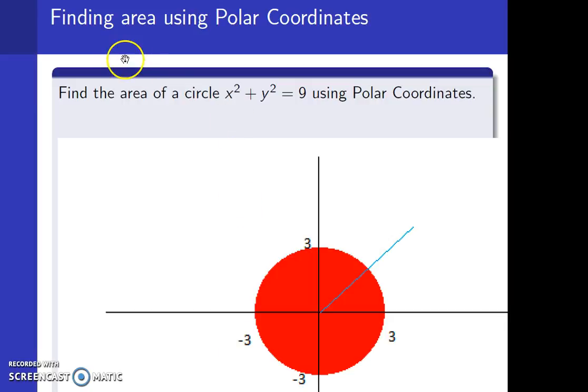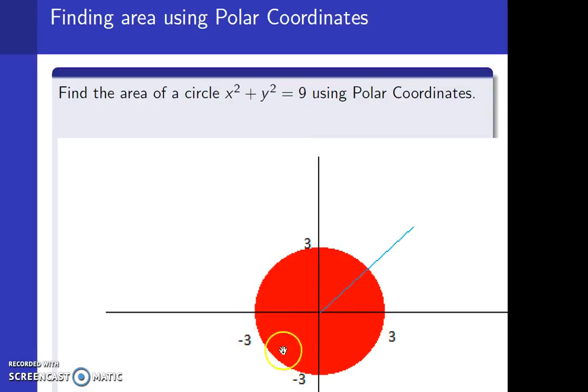Now, if we need to find the area using polar coordinates, I could find the area of the circle x squared plus y squared equal to 9 using polar coordinates. And how is that done? Now, when you see x squared plus y squared is equal to 9, you will see that r squared is equal to 9. That would give us r equal to 3.